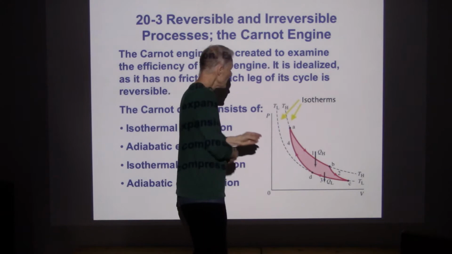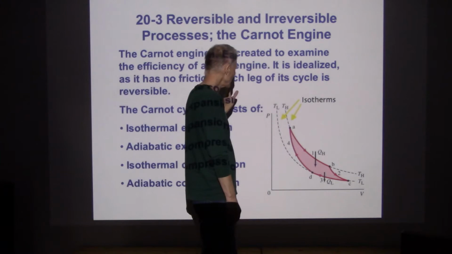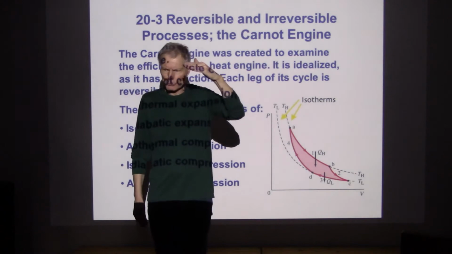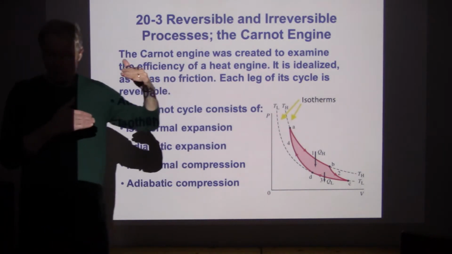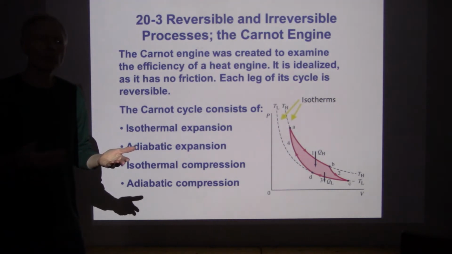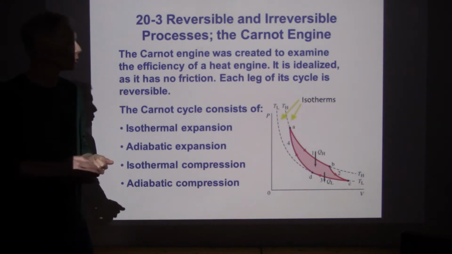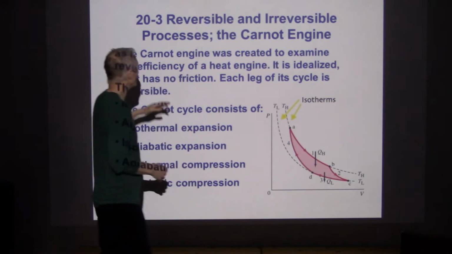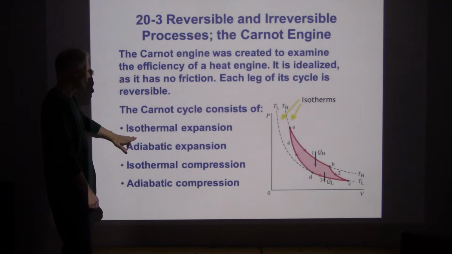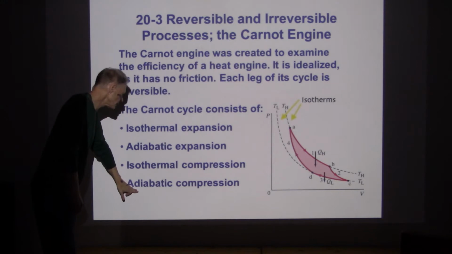Let's see what we've got. And so I'm starting off with a PV diagram. The Carnot engine operates between two different isotherms. So I'm going to have a high temperature and a low temperature. Now that looks like the formulas that we've already developed for heat engines. We've talked about efficiencies based on operating temperatures. So what happens with a Carnot, this theoretical engine? The Carnot cycle consists of an isothermal expansion, adiabatic expansion, isothermal compression, adiabatic compression.